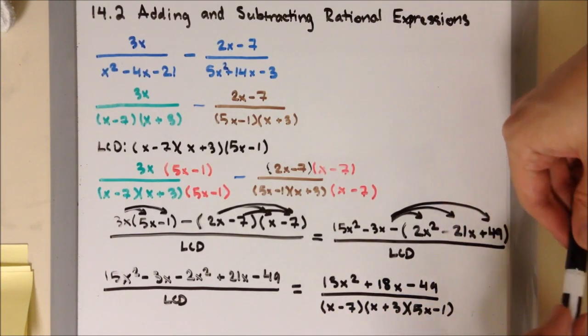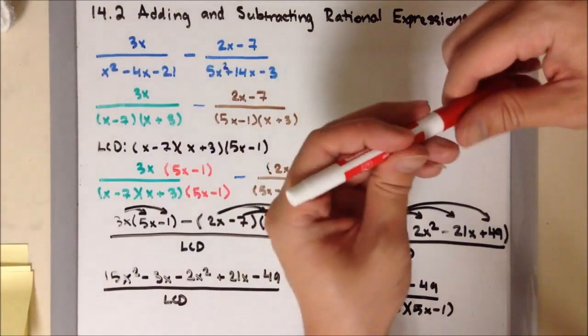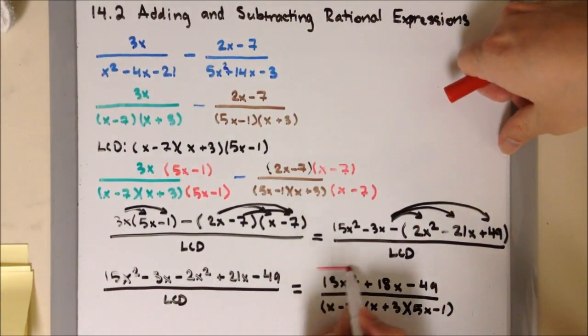There's nothing I can do to simplify the numerator. There's nothing in common between the numerator and the denominator. So this is my final answer. And let's box that up.